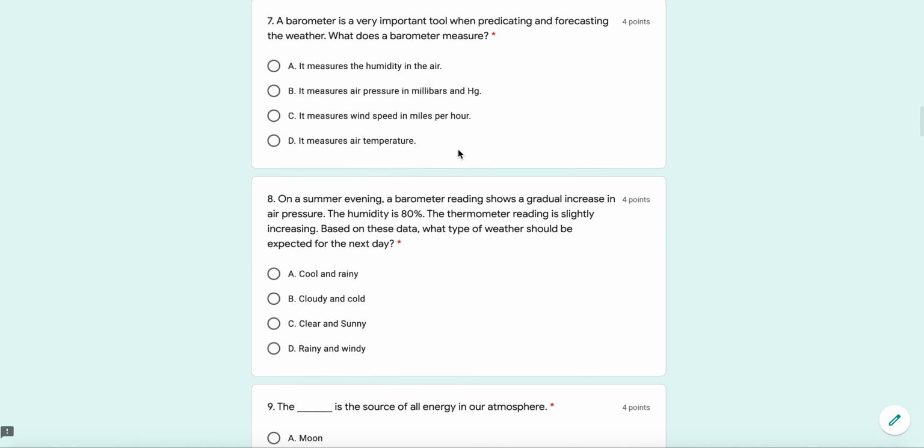Number 7, a barometer is a very important tool when predicting and forecasting the weather. What does a barometer measure? A, it measures the humidity in the air. B, it measures air pressure in millibars and Hg. C, it measures wind speed in miles per hour. D, it measures air temperature.